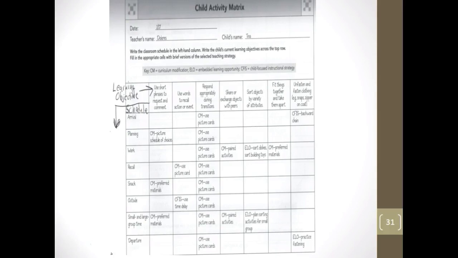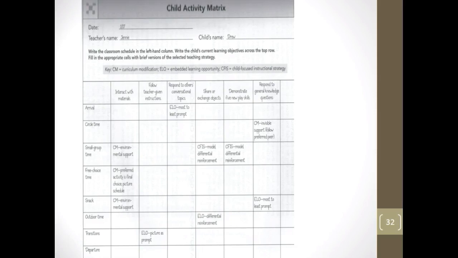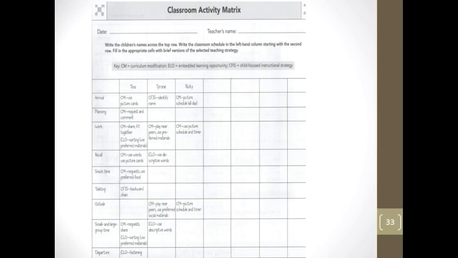And you will actually be filling out an activity matrix later on in the semester for your case study child as well. Okay. This one's for Drew. So a few more examples. And also keep in mind you're getting some really nice examples of different schedules that people have for their preschool classrooms. And this one is for the whole class. So you can see this is a classroom activity matrix. We've got Tina, Tyrone, and Ricky's individualized teaching experiences in with their schedule for their day for the whole classroom.